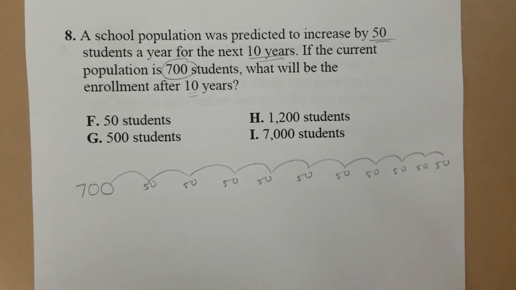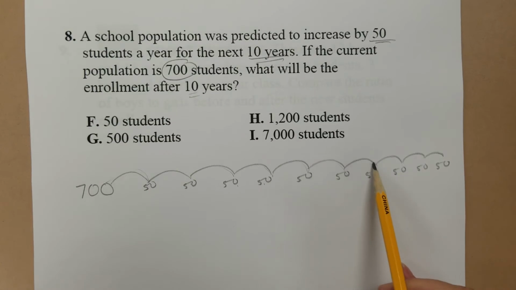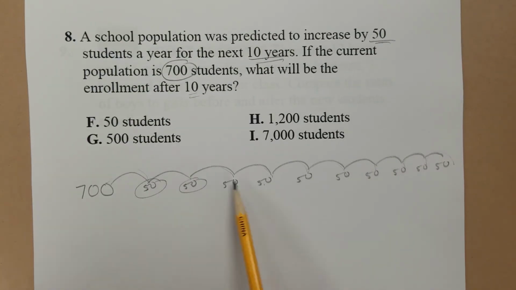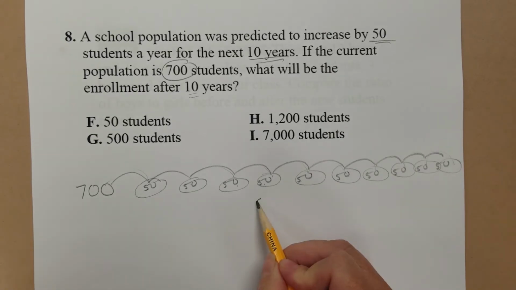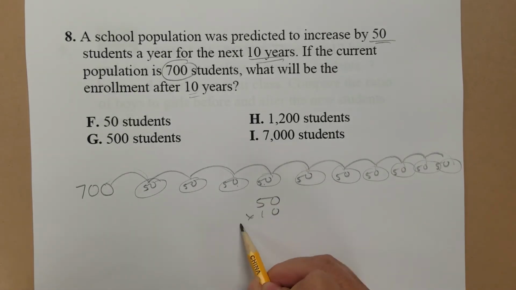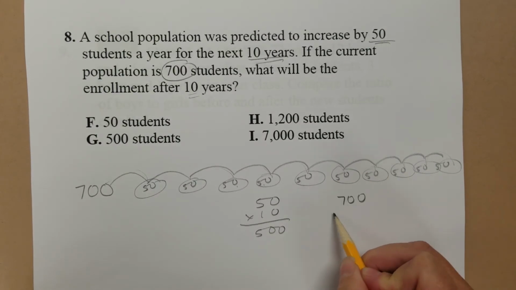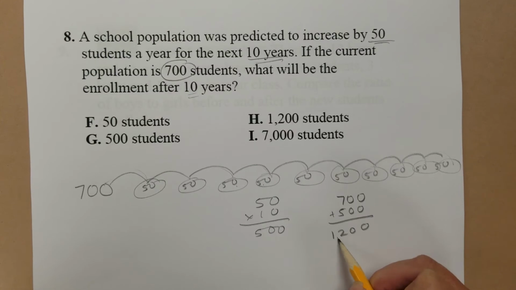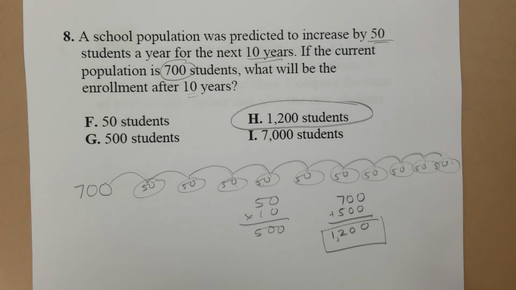Okay. All right. So that's 1 year, 2 years, 3 years, 4 years, 5 years, 6 years, 7 years, 8 years, 9 years, 10 years. Okay. So that's 1, 2, 3, 4, 5, 6, 7, 8, 9, 10. 50 times 10 equals 500. 700 plus 500 equals 1,200. So the total population should be 1,200 students, and that is answer choice H.